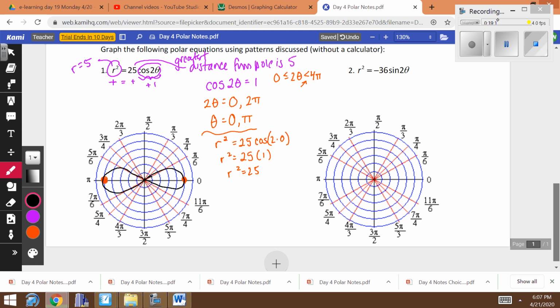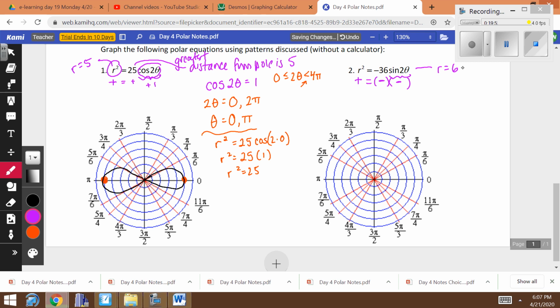Let's do another one here. Again, if I have r squared, we know r squared has to be positive. Always going to be positive. When we square something, it's positive. So this negative 36 is a negative, which means this also has to be a negative. Hopefully that makes sense, that we have to have a negative times a negative to equal that positive. Now, again, we know that furthest distance from the pole, we want to know where r is 6 essentially.